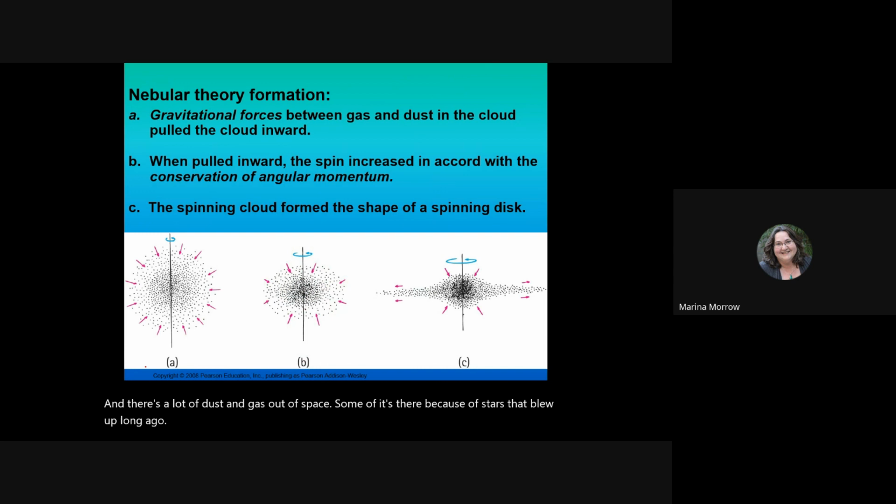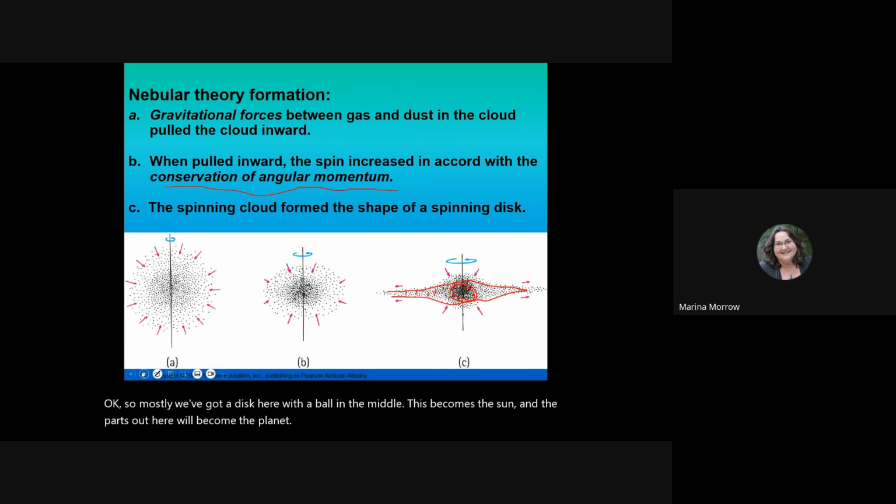So the idea is that gravity will pull these particles together. And as the particles gather together, they start to clump and they start to spin faster. So this is called conservation of angular momentum, that they would spin faster and faster as they get closer and closer together. And eventually they form the shape of a spinning disk. Okay, so mostly we've got a disk here with a ball in the middle. This becomes the sun, and the parts out here will become the planets.